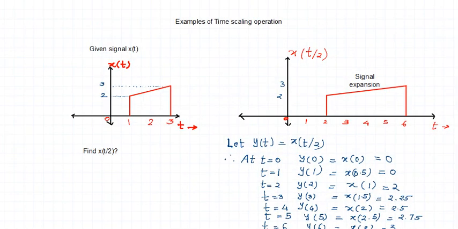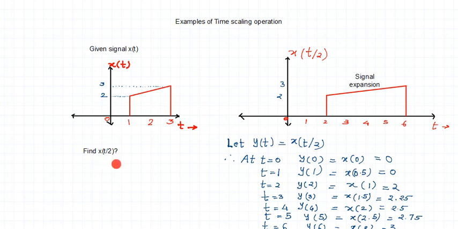Now I've taken again the same signal, friends, but this time we are doing the operation of t by 2. Earlier we did x of 2t. Here I am doing the next operation on the signal, which is t by 2. What is the scaling factor here? 1 by 2. The scaling factor is 1 by 2. As we just discussed, if a is between 0 and 1, it results in signal expansion. So we are expanding the signal by a factor of 2. Earlier we compressed by a factor of 2. Here we are expanding by a factor of 2.